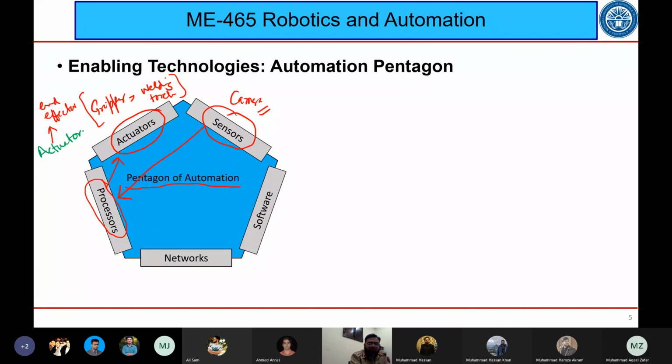Now this processor is linked with software. You need to have a software which has to be executed through this processor. So here comes the software which is required to be executed by the processor. And if you want to go in the teleoperated domain, then you need to have networks on which you can pass on the instructions. So how do these networks work?